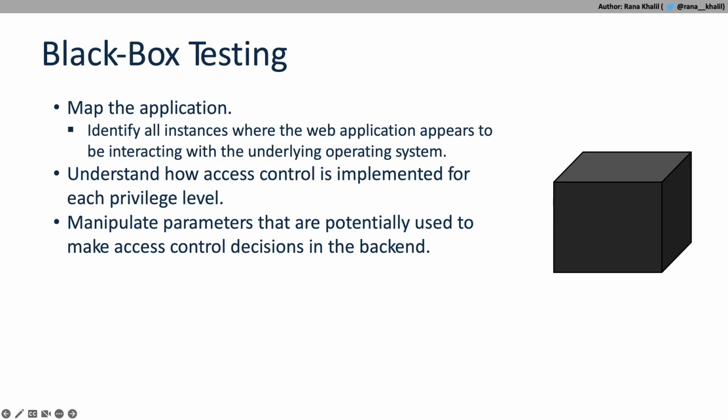Now, once you've understood how access control is implemented for each privilege level and the potential client-side parameters that are used to make access control decisions in the backend, then it's just a matter of manipulating these parameters to confirm if they are really vulnerable. And this can get really tedious because you want to do that for all the pages and all the parameters for each privilege level. So you could imagine how much work that would be to do manually. So instead, what you want to do is to use extensions like Authorize for Burp to automate a portion of that work. And we'll talk more about that in the next section. And that's essentially at a high-level overview how I would approach testing access control from a black box perspective.